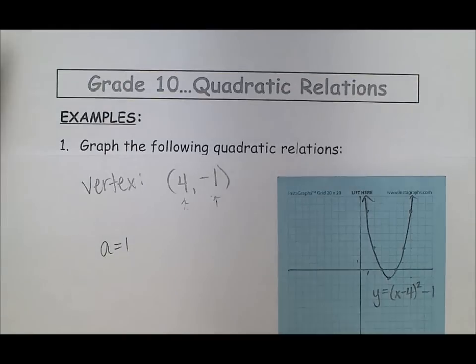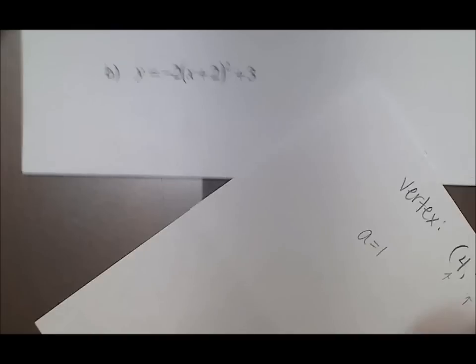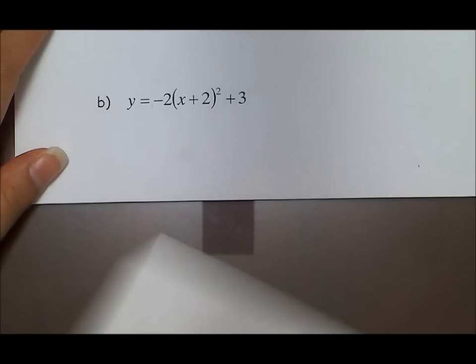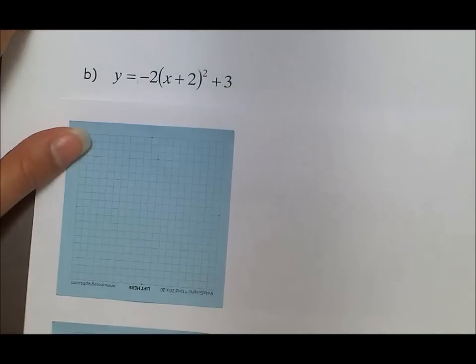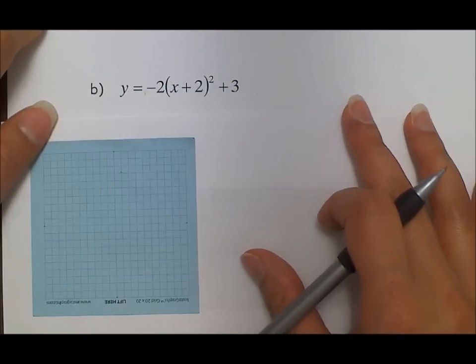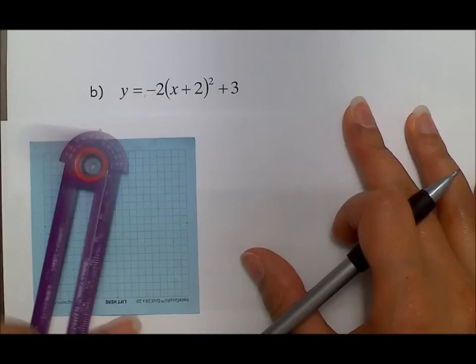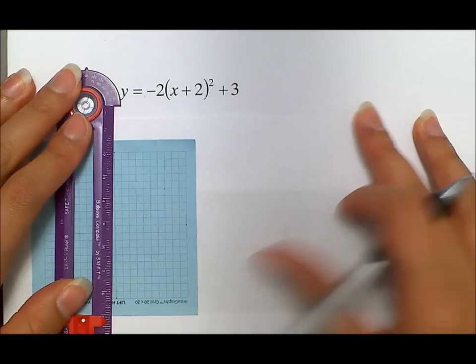Okay. The second example that we're going to be looking at is y equals negative 2 (x plus 2) squared plus 3. So I'm just going to flip this over like this. And again, I'm going to just draw my grid and we'll talk about what this graph will look like.